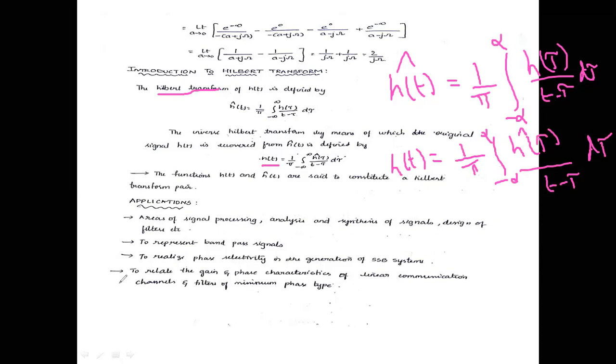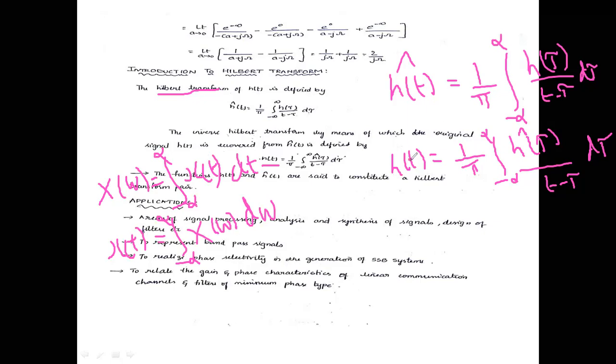Understood, my dear students? Whenever I take X of omega, inside there is the x of t signal. Suppose I take x of t, what is inside? X of omega. One is with respect to dt, the other is with respect to d omega.